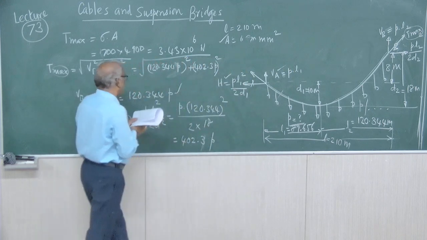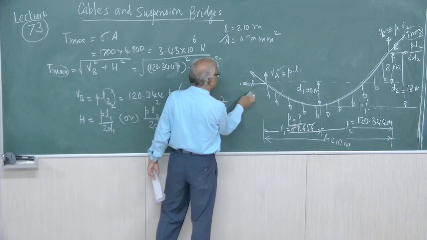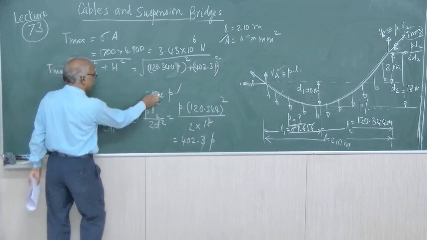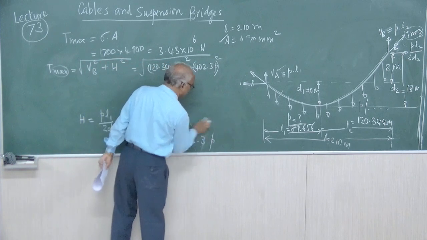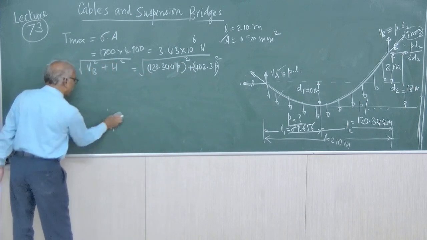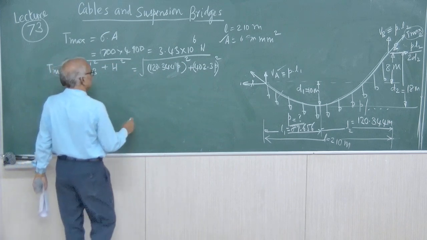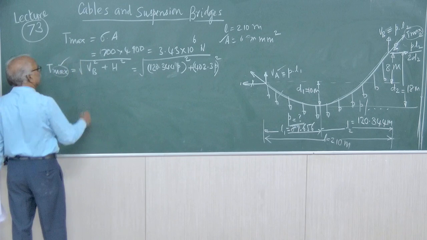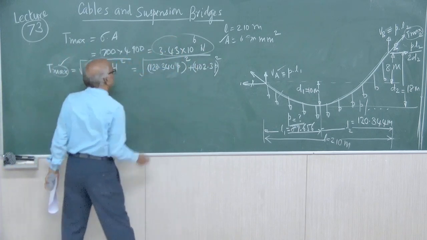402.3 P square. This will also avoid. So VB we have taken, and H also we have used. Therefore, we can rub off. So we have taken the important values. So what we can do is we can use T max. We know T max equal to 3.43 into 10 power 6 newtons.